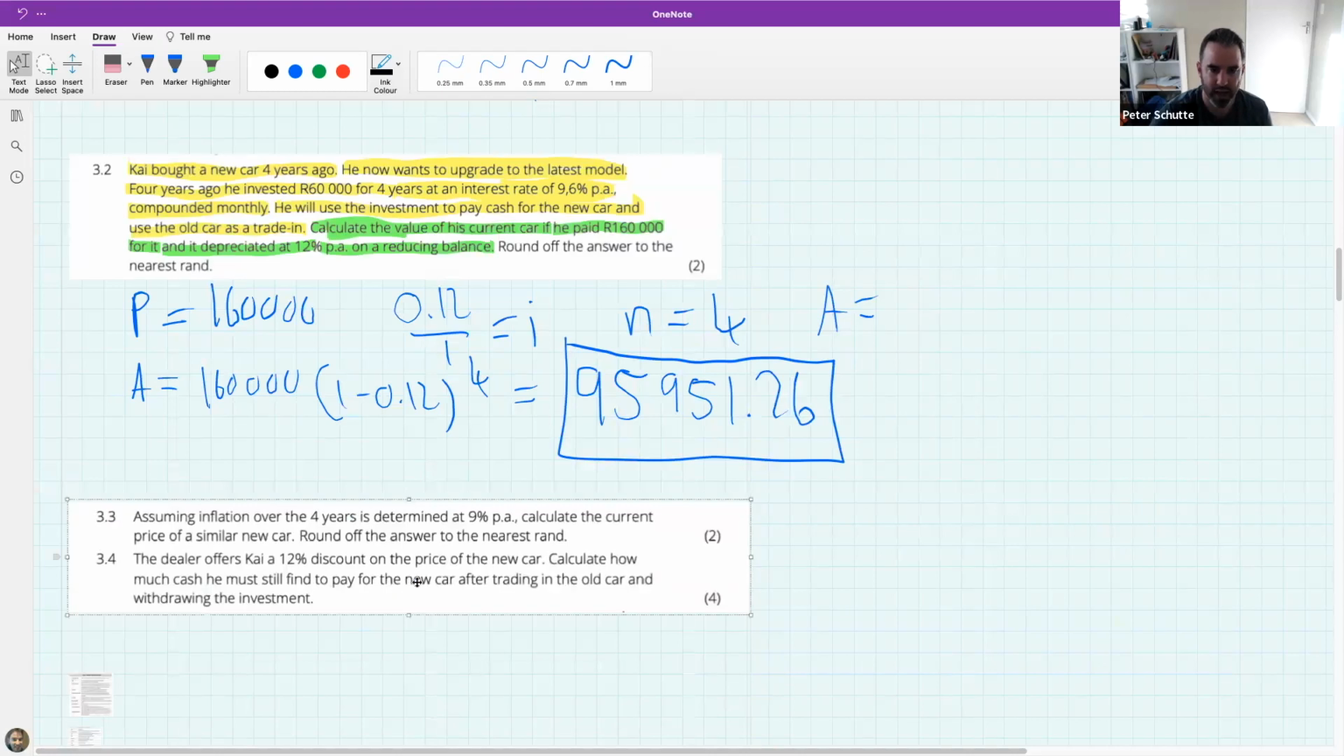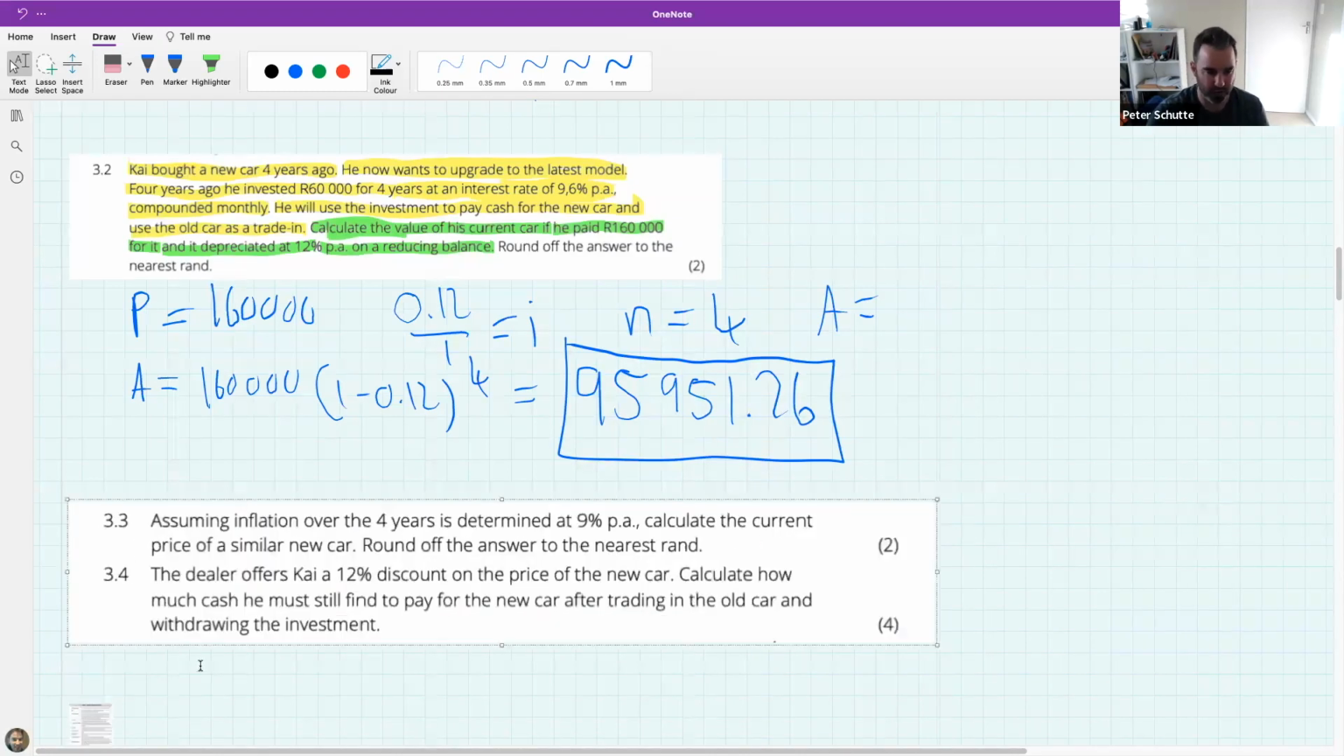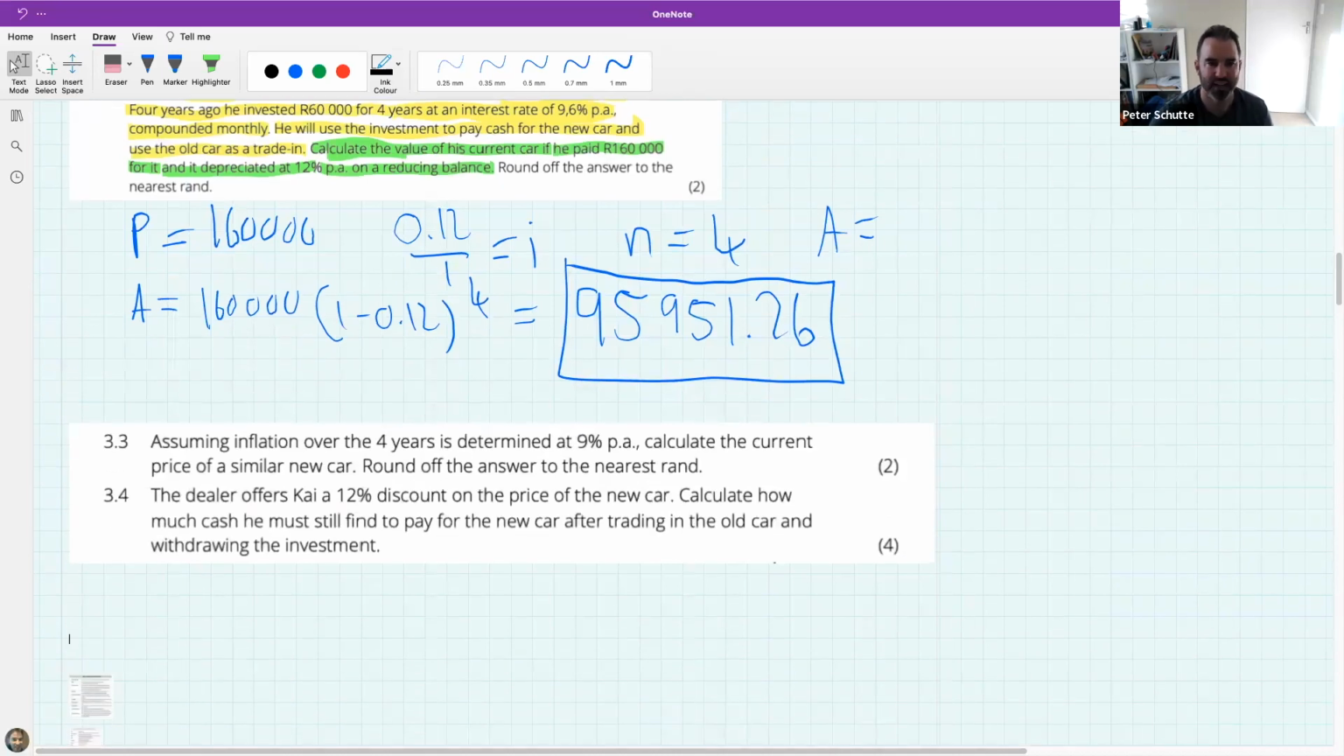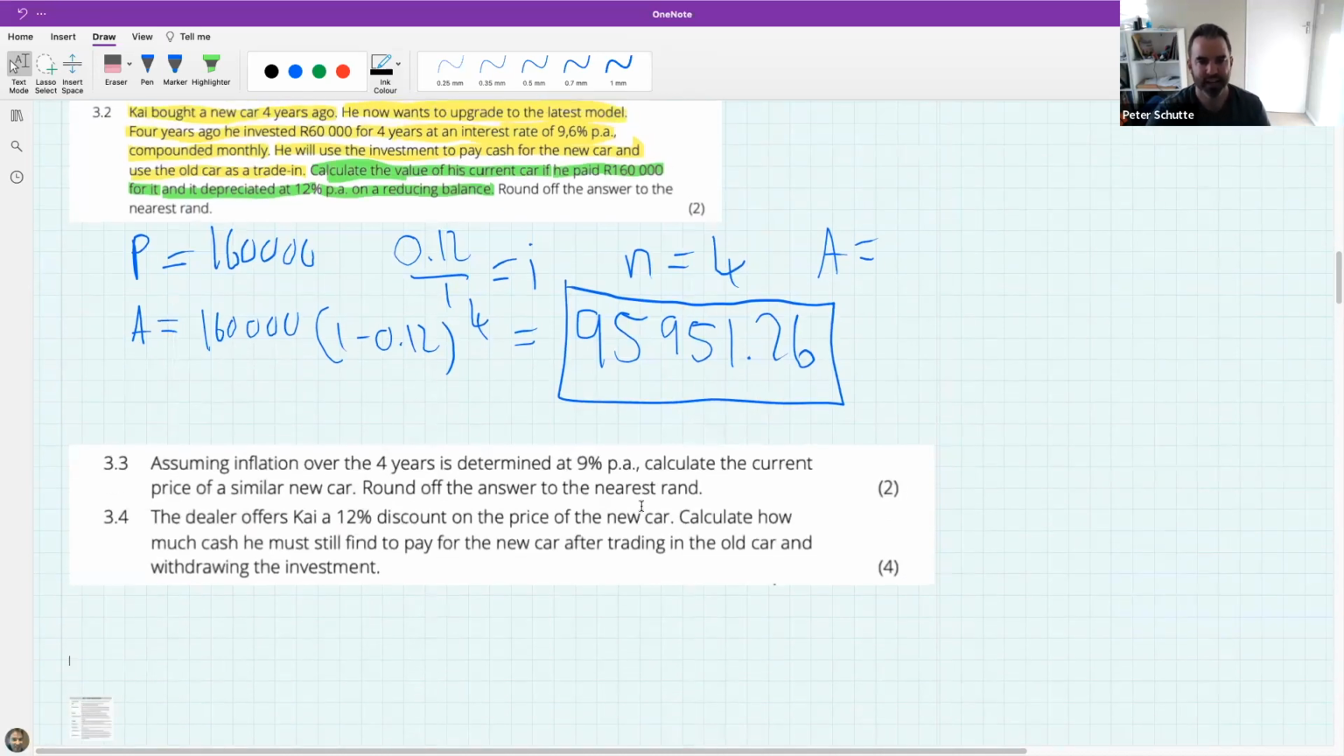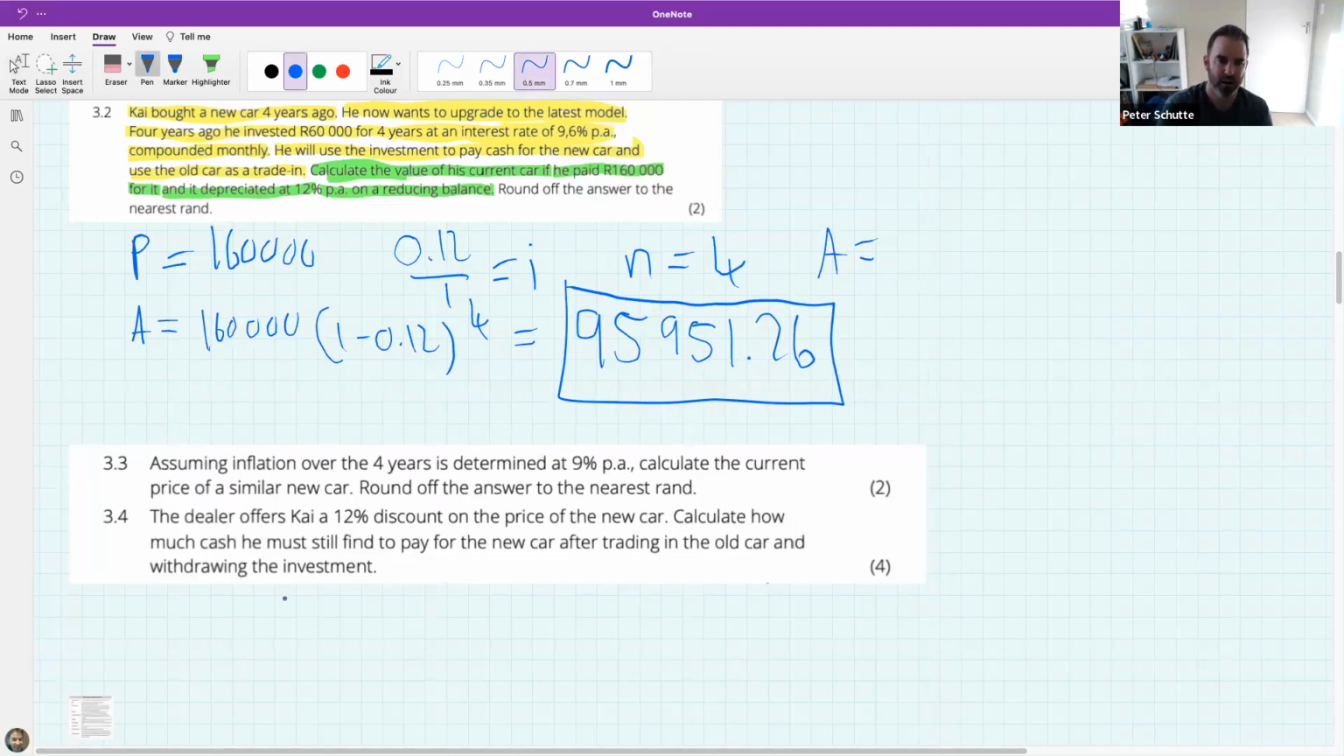So at the beginning of this, it says, assuming inflation over 4 years is determined at 9% per annum, calculate the price of a similar new car. Now, this is where we need to start to think what's going on here. 4 years ago, this car was worth 160,000, but I want to now go into the future and work out how much that same car would cost in the future.